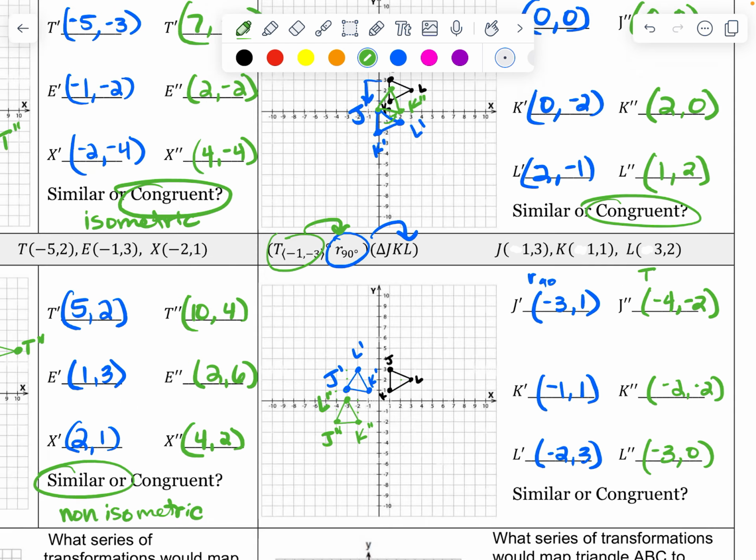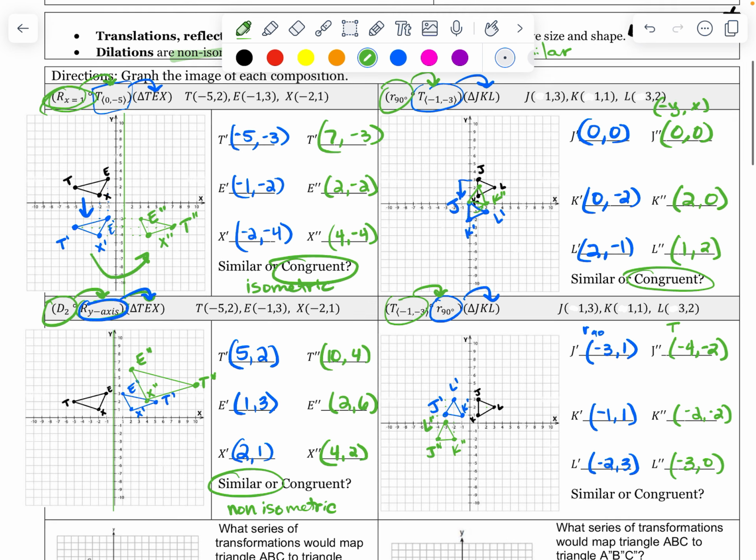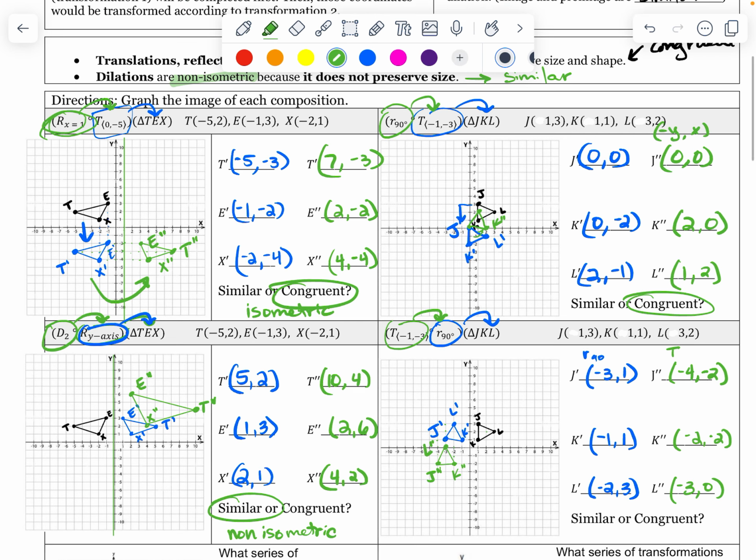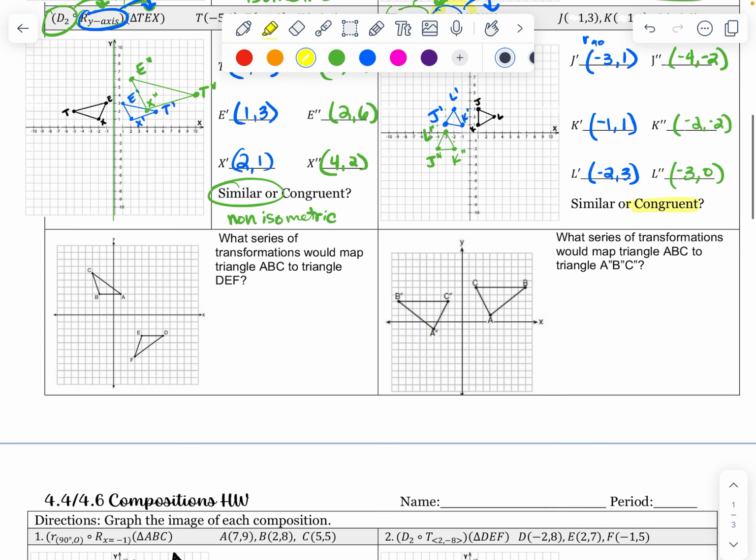So it's interesting because even though it's the same set of transformations, so like this one, we did translate, then rotate. This one, we rotated, then translated. You end up with different shapes in different places. And this is still a congruent figure. It is isometric. We're good.